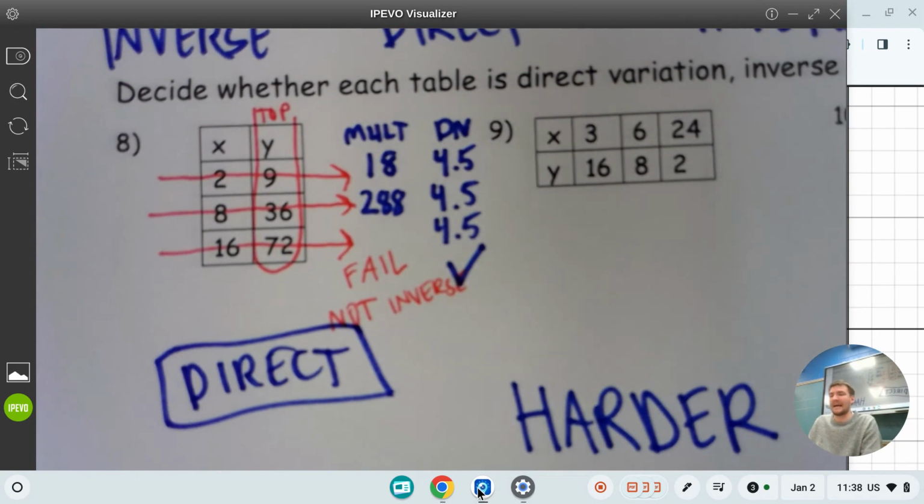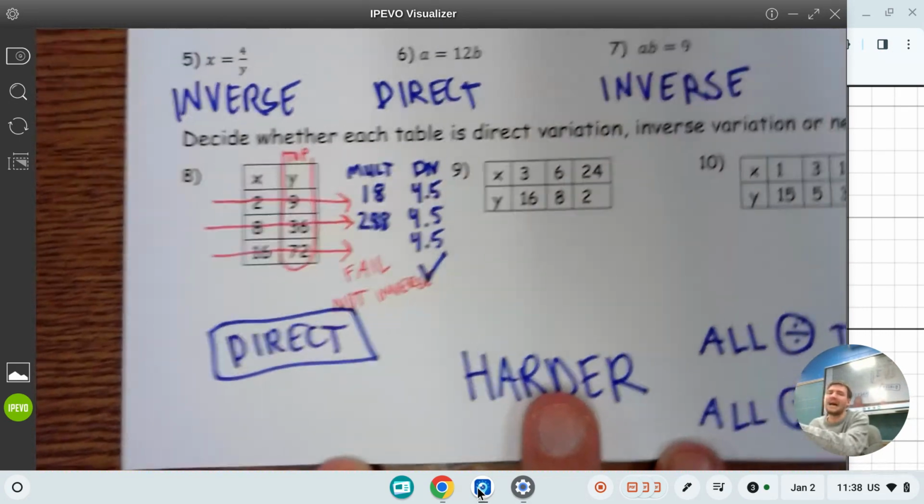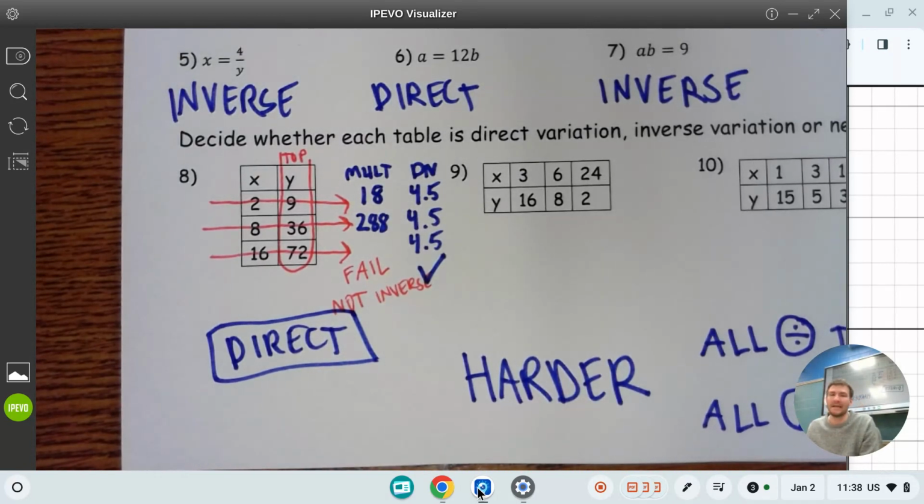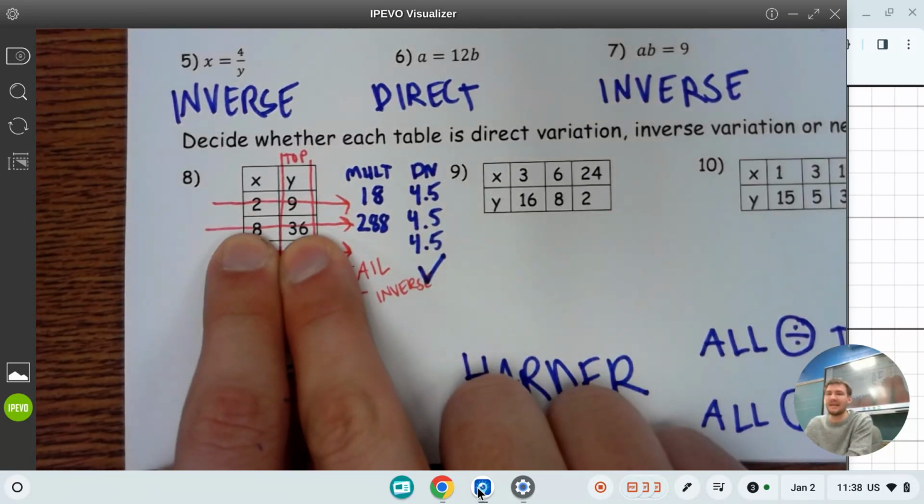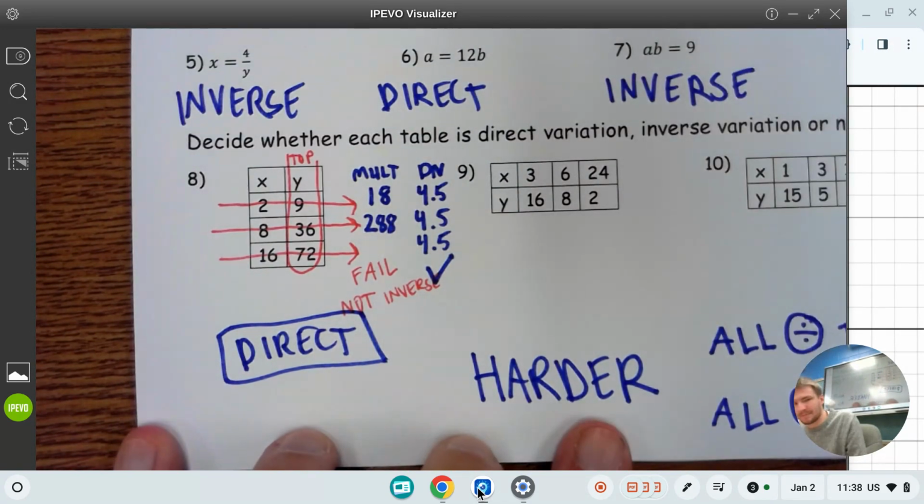Now, like I said, this is a little bit harder. But this is not, I mean, you just type them in Desmos. 2 times 9, 8 times. Like, typing things in Desmos is not hard. We can totally do this. Okay? Just try one first. It doesn't matter which one you try. Just try it. Maybe it works. Maybe it doesn't. Let's do number 9.